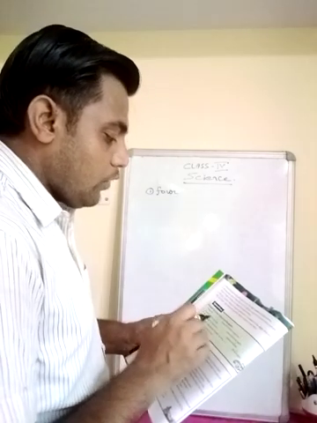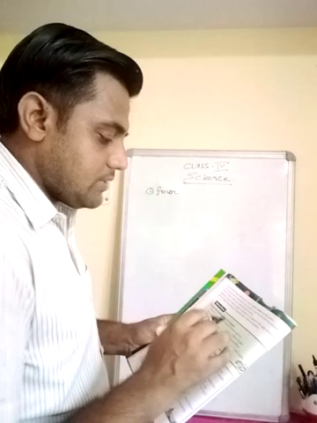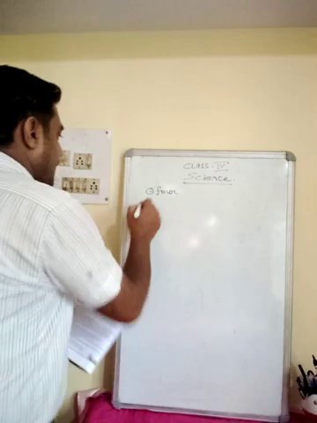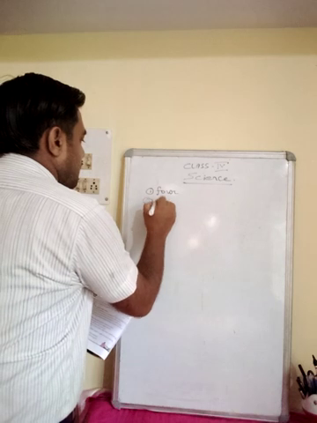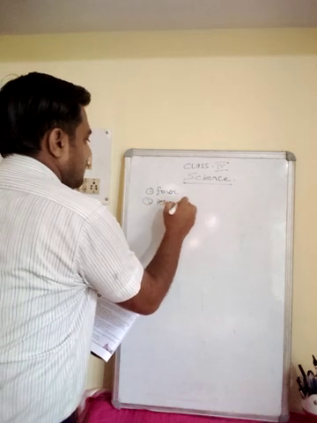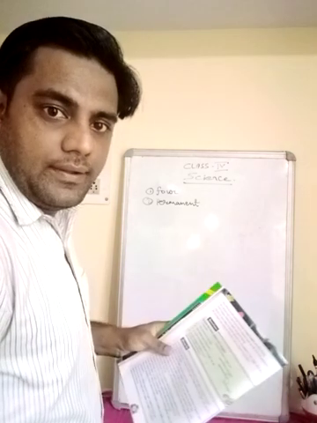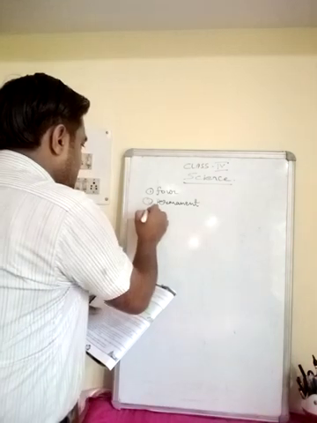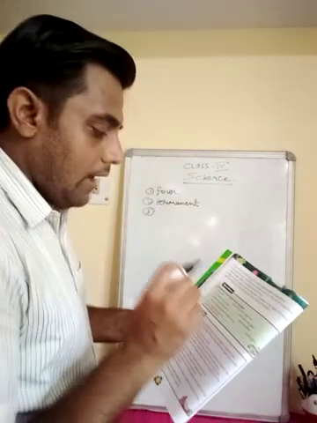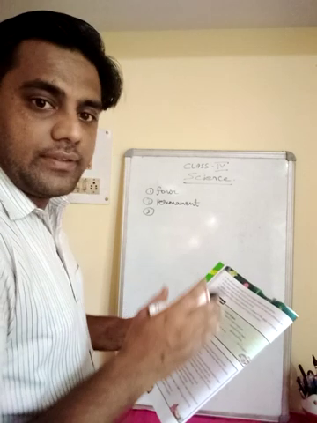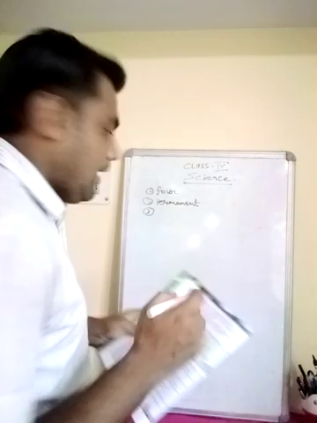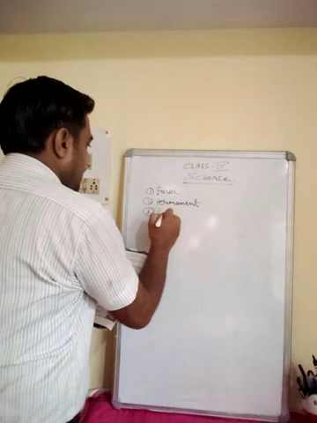Number 2, the children do not have dash teeth. Your options are permanent and milk. Your answer is permanent. Okay, permanent teeth. Number 3, the hardest part of the tooth is. Your options are dentine and enamel, and your correct answer is enamel.